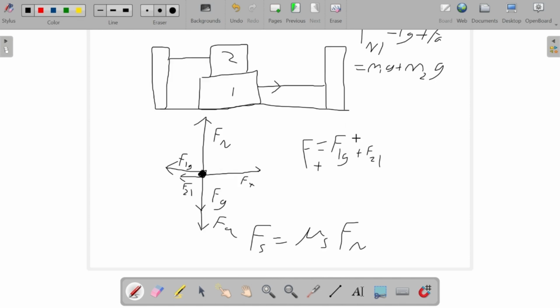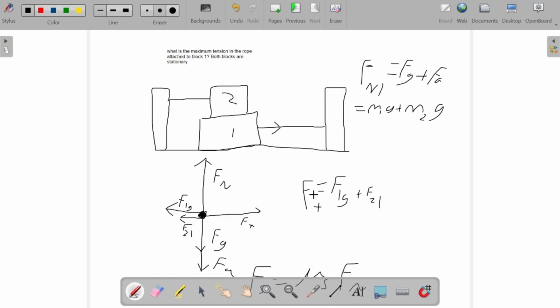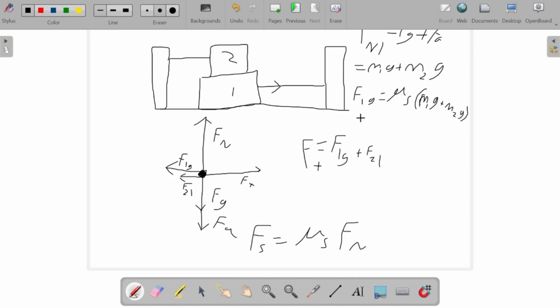So that means that F1g, the friction on the ground, is equal to mu s times m1g plus m2g. And typically, they're going to tell you what the mu s value is. Sometimes the mu's between the different surfaces are different. Sometimes they're the same. In this case, we're just going to say they're the same because I'm lazy and don't want to have to make them different. It also doesn't make the question that much harder.